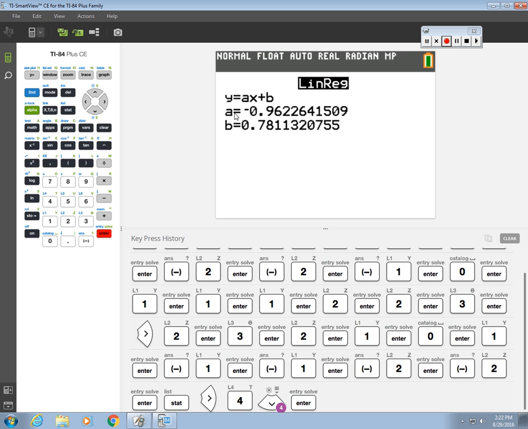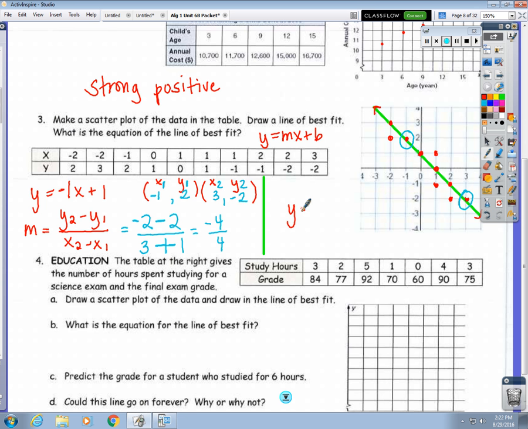Okay, and look, a, which is slope, is negative 0.96, b is 0.78. So let's write that down. Y equals negative 0.96x plus 0.78. Was that pretty similar to the equation we've got by hand? I'd say so. Negative 1 and negative 0.96 are very close. And then the y-intercept's a teeny bit off. We said 1, they're saying a little below 1, 0.78, but I think we did a pretty good job of finding the line of best fit.